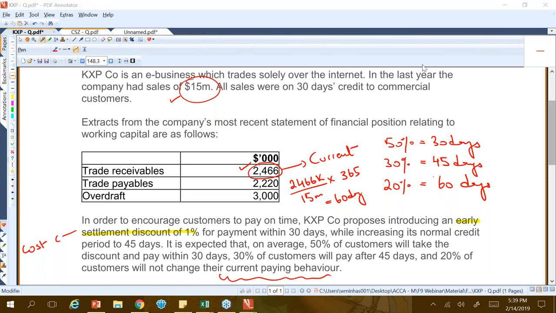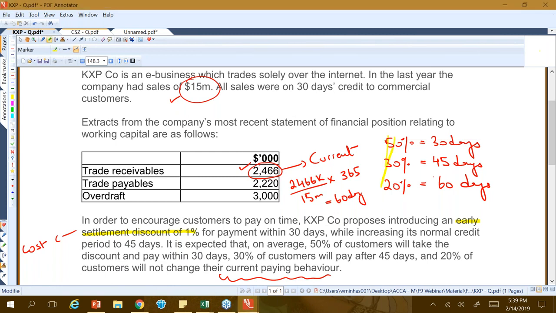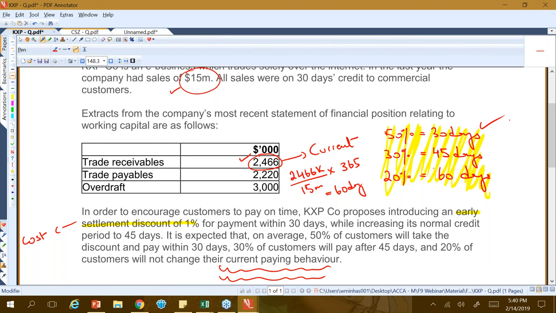Well done, yes. So this is the proposed structure. 50% of people will pay in 30 days, and these people will get a discount of 1%. 30% of customers will pay after 45 days, and 20% of customers will take 60 days, which is the current paying behavior. Now, the only thing I need from this question is the last line. We'll come back to this later.